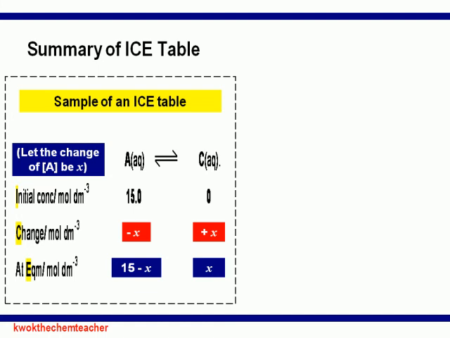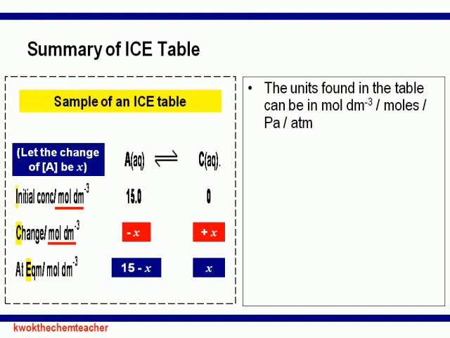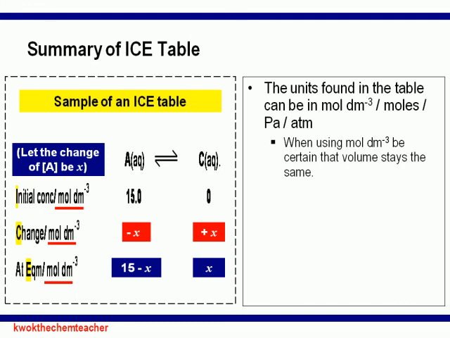We've seen 3 examples of how an ICE table can be used. Of course, the list of questions that we can use the ICE table for is pretty much non-exhaustive. Do take note that the units of an ICE table can be mole per dm cube, could be moles, could be Pascal, could be atm. However, when using mole per dm cube as the units for the ICE table, you must be certain that the volume stays the same for the reaction. In our earlier case, we used mole per dm cube in the ICE table because we were quite certain that the reaction vessel's volume stayed the same.